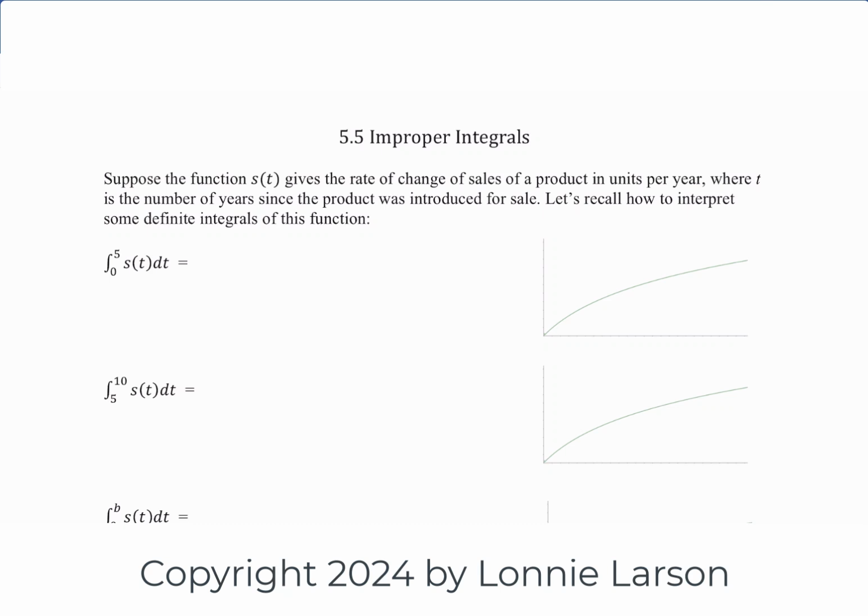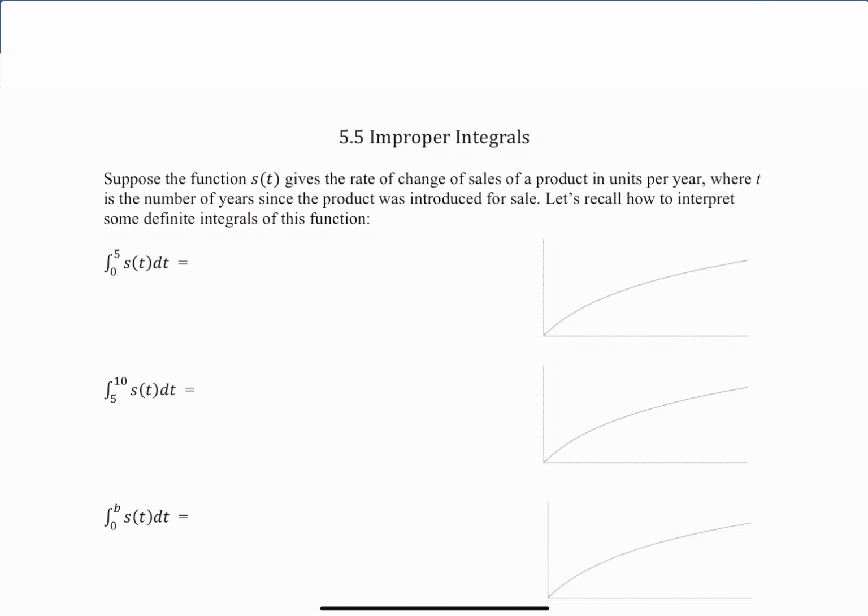Hi everybody. In this section we're going to talk about something called improper integrals. Let me give you a scenario that will kind of lead into what we're doing here. Suppose the function s of t gives the rate of change of sales of a product in units per year, where t is the number of years since the product was introduced for sale.